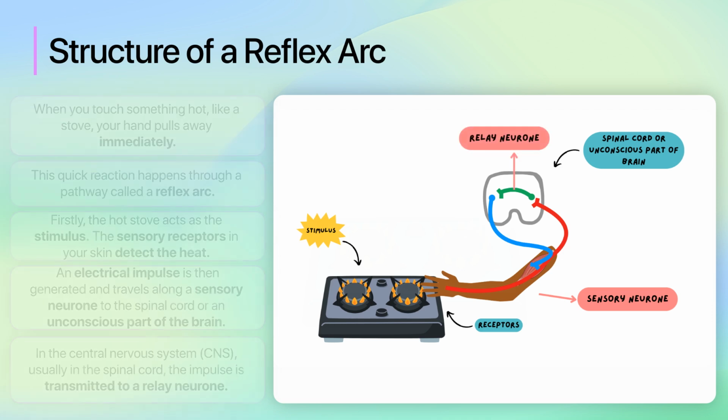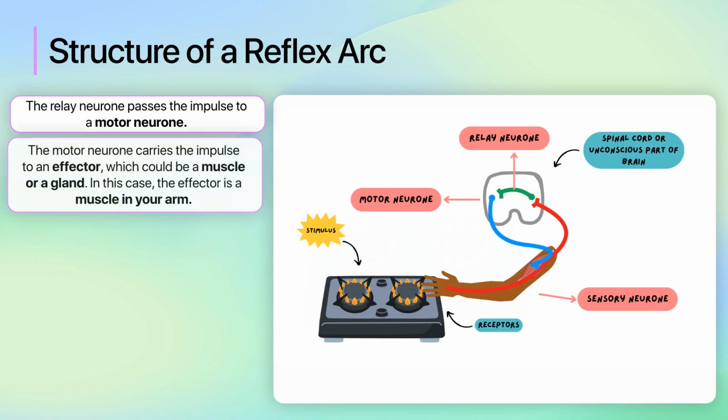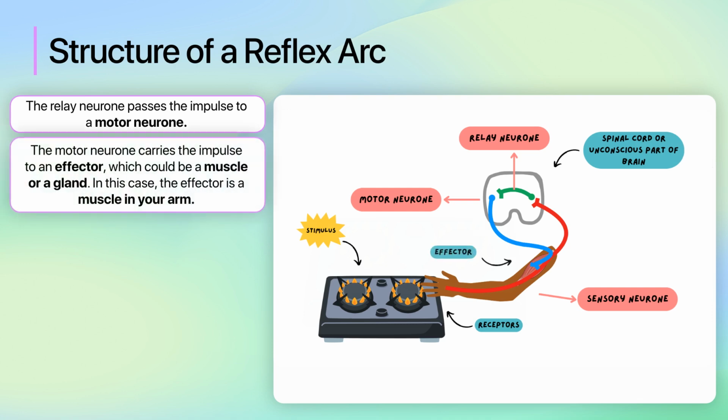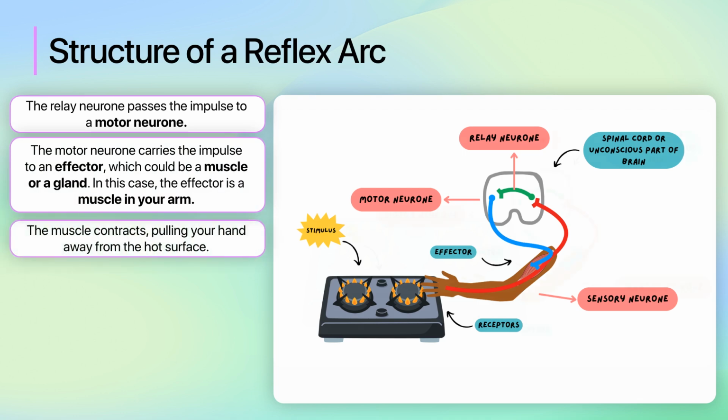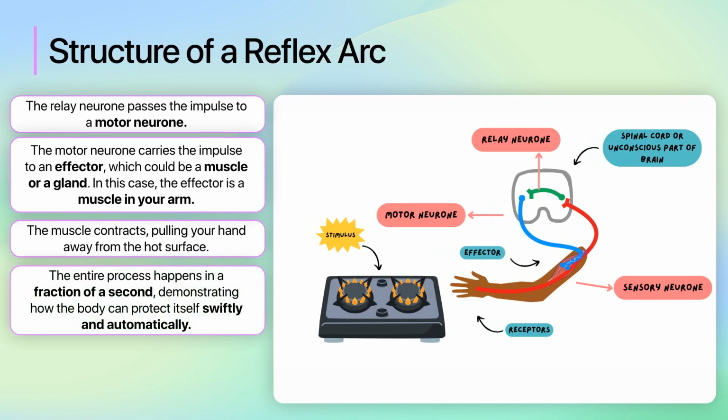relay neuron. The relay neuron passes the impulse to a motor neuron. The motor neuron carries the impulse to an effector, which could be a muscle or a gland. In this case, the effector is a muscle in your arm. The muscle contracts, pulling your hand away from the hot surface. The entire process happens in a fraction of a second, demonstrating how the body can protect itself swiftly and automatically.